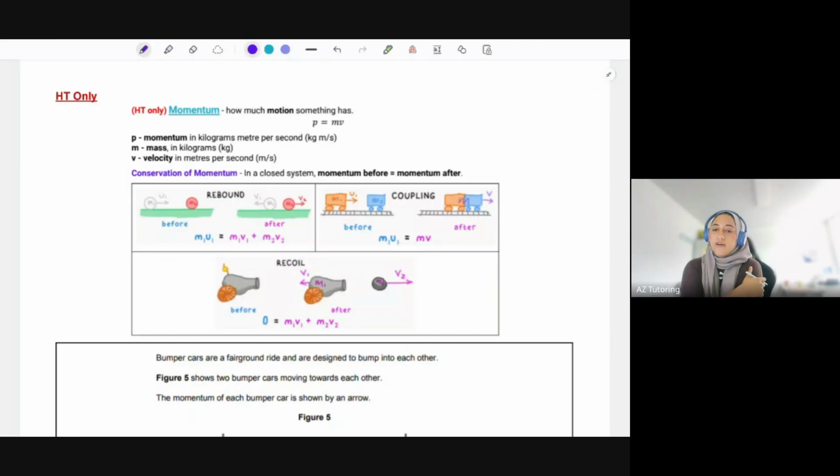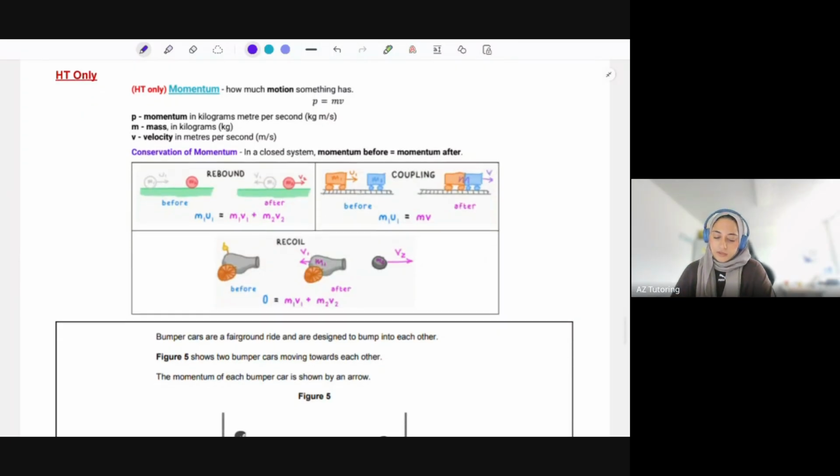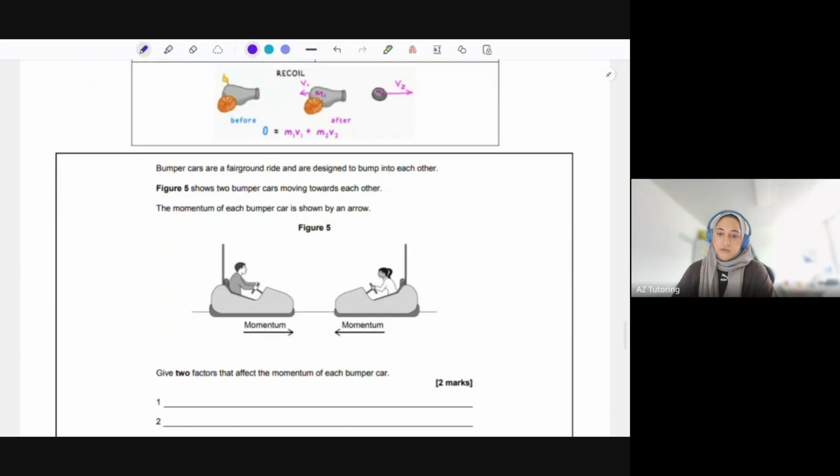Okay, so for higher, you need to know about momentum. Momentum is basically motion, it's a scientific word for motion. The equation, they give it to you, it's mass times velocity. So something that's heavier will have more momentum, so a higher mass, more momentum. And if it's got a higher speed, i.e. velocity, then it's got more momentum as well. So you get given that.